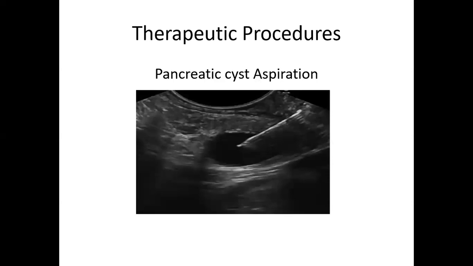This image is showing a cyst in the pancreas. Now we are aspirating. Now we are applying therapeutic procedures. So like I said, we can drain a cyst from the pancreas, or we can create a fistula so that whatever contents are in this cyst drain into the stomach.